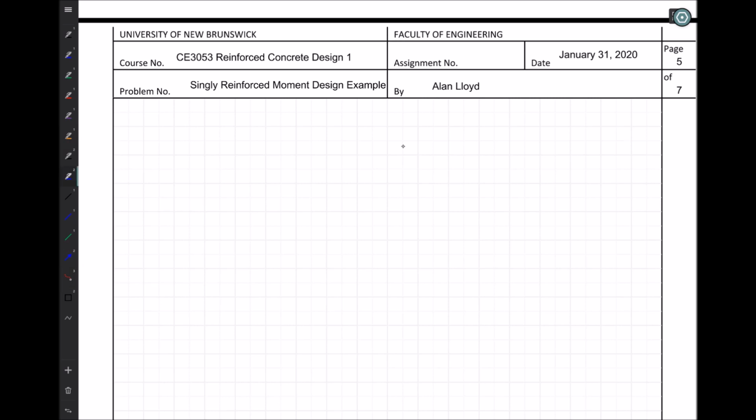So let's see how we did. Find MR and check that MR is greater or equal to MF. To do this, we could either go to table 2.1 again, or we can use a more first principles approach.